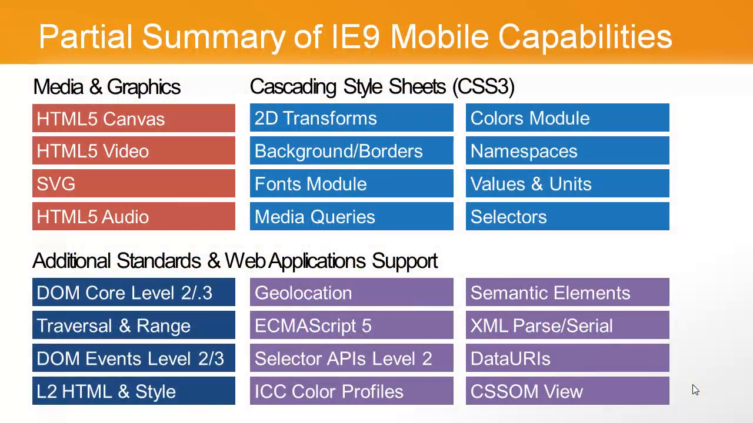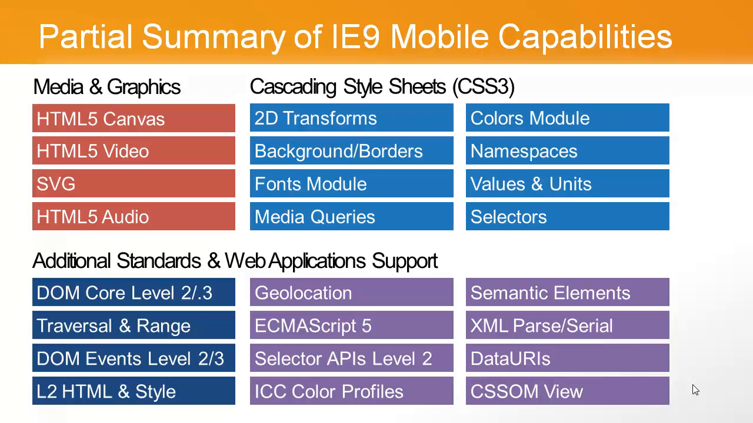So here's a partial summary of IE9 mobile capabilities, and this is what is going to be available by the time it ships. In media and graphics capability, we have HTML5 canvas and HTML5 video, SVG and HTML5 audio. All of this is hardware accelerated and supported.